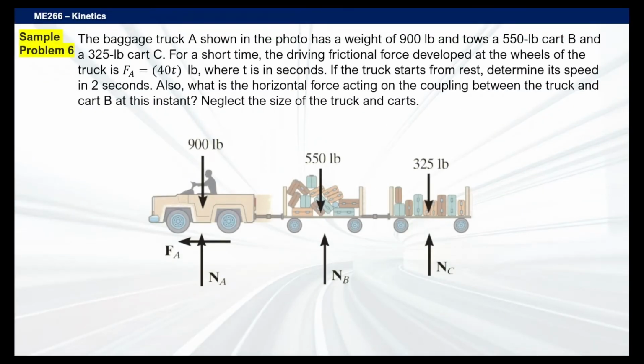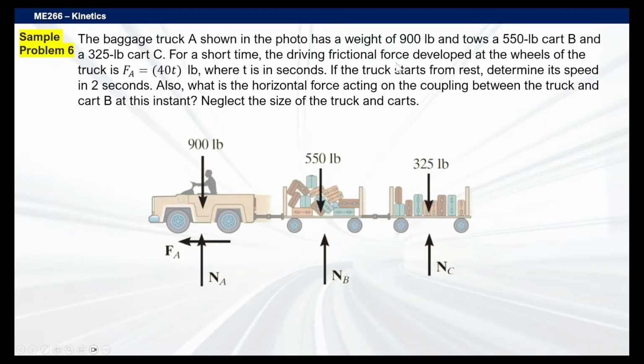Here we have sample problem 6. We have a baggage truck, A, which has a weight of 900 pounds-force and tows 2 carts, cart B and C, weighing 550 and 325 pounds respectively. Now, for a short time, the driving frictional force developed at the wheels of the truck is F_A = 40t pounds-force, where t is in seconds.